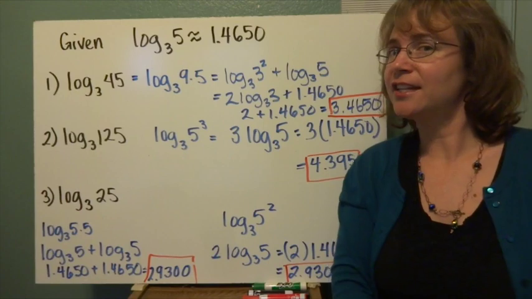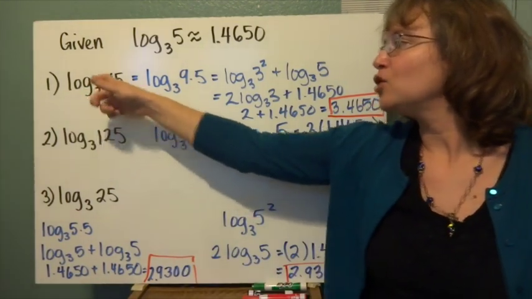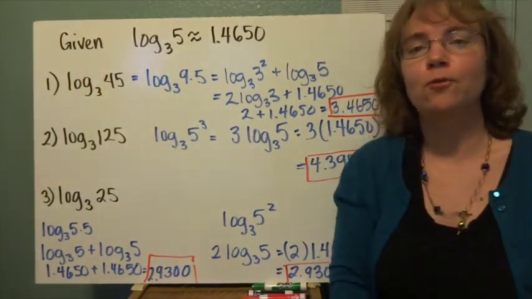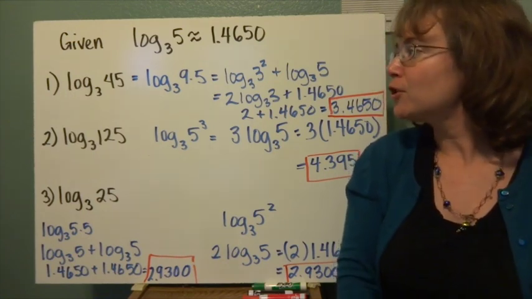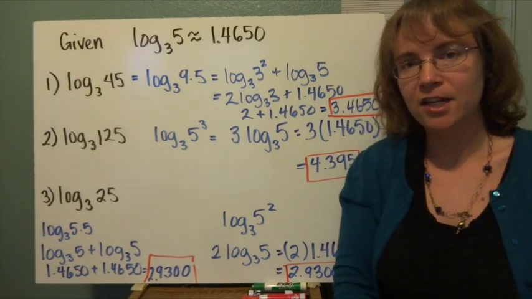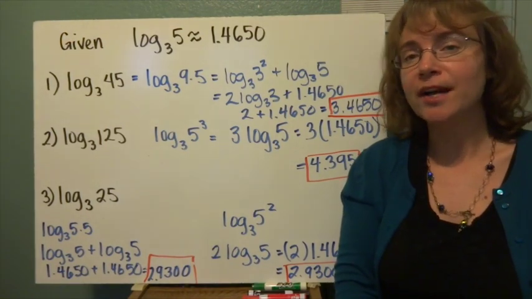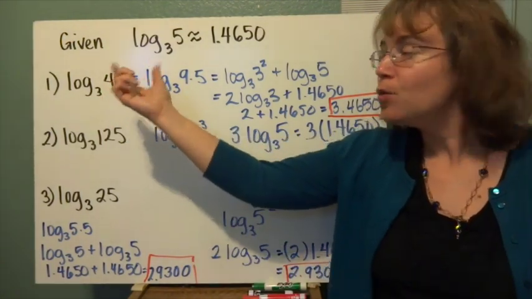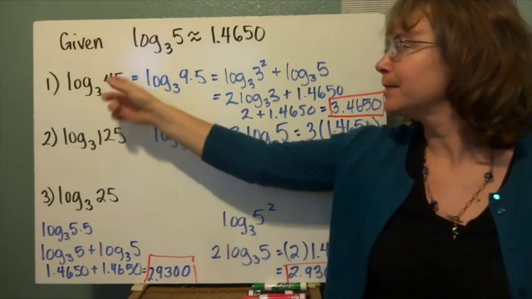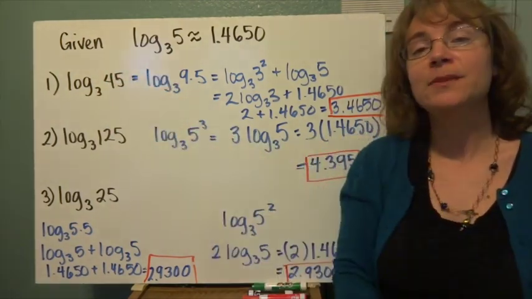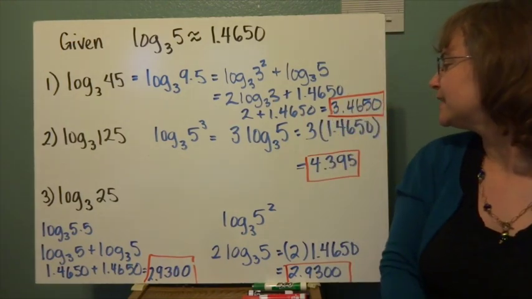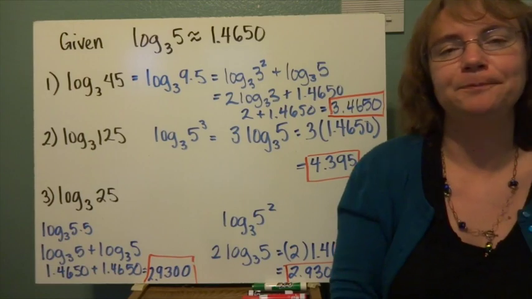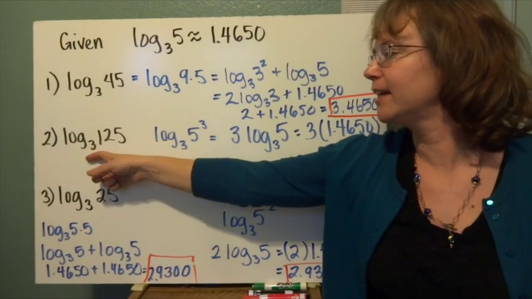And you can always check to see if it makes sense. 3 to what power is going to give you 45? So you can think about your powers of 3. 3 to the third power is going to be 27. 3 to the fourth power is 81. So 45 is in between those two. So you expect the answer to this to be somewhere in between 3 and 4, and it is 3.4650, and that's approximate.